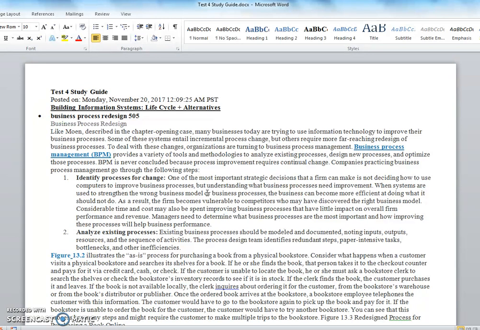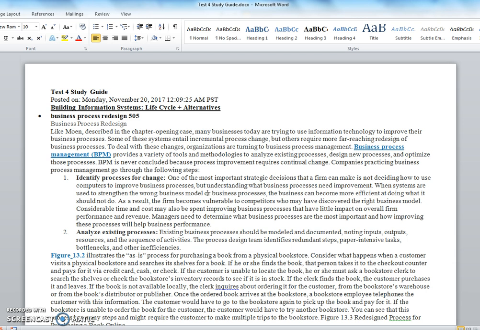Business process management, or BPM, provides a variety of tools and methodologies to analyze existing processes, design new processes, and optimize those processes. BPM is never concluded because process improvement requires continual change. Companies practicing business process management go through the following steps. Again, the highlight for this section is business process redesign.